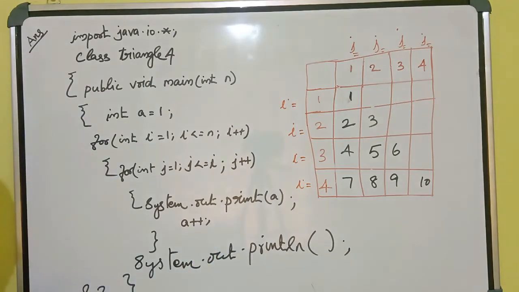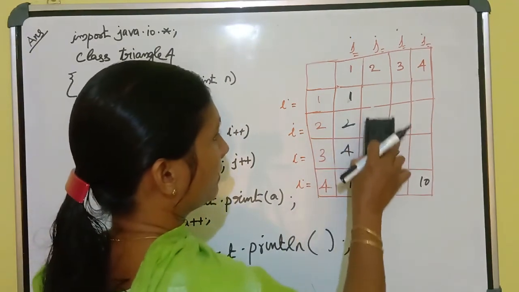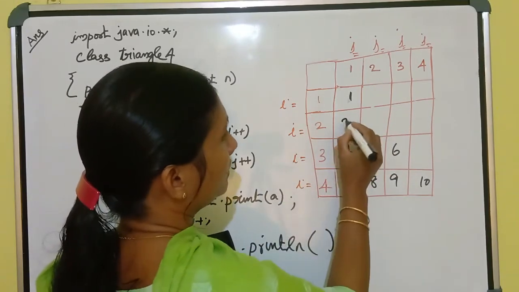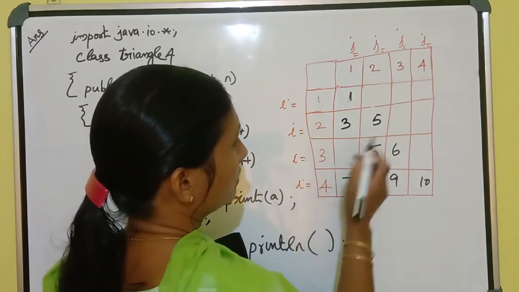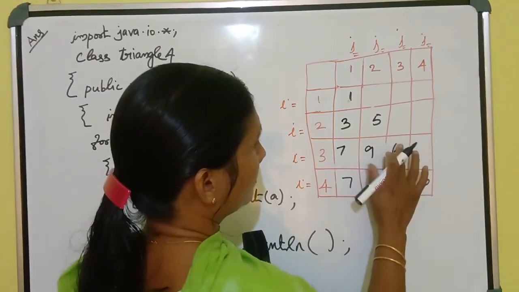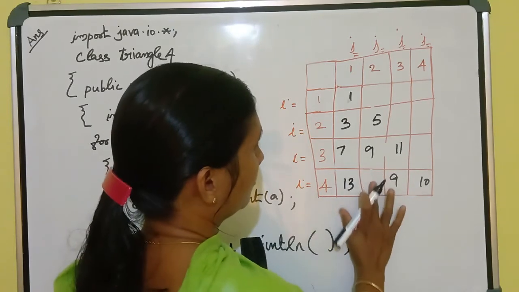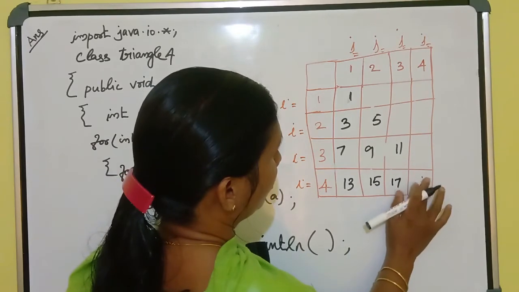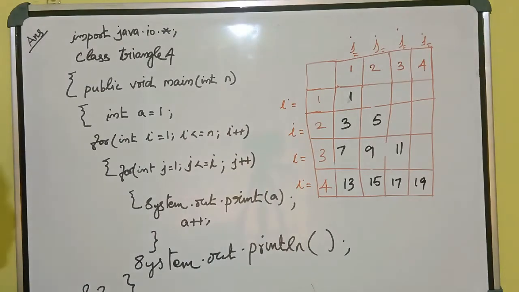Okay. Then if the pattern is the difference between the pattern like this, how can you do it? Just check: 3, 5. Like this way, if it is varying, how can you do this one? 7, 9, 11, 13, 15, 17 and up to 19. How can you do this pattern? Do you know? It's very simple.